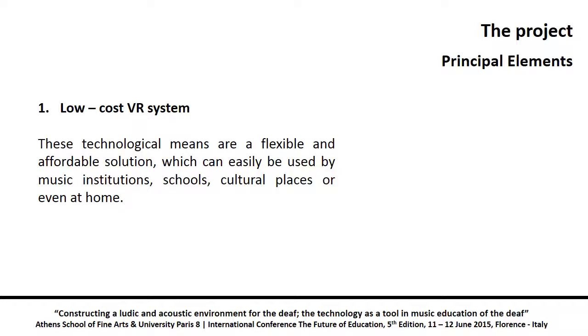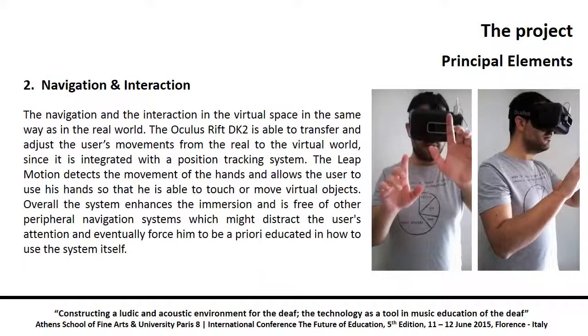These technology systems were chosen because of their accuracy and low cost. It is an affordable solution which can easily be used by music institutions, schools, cultural places, or even at home. Also, these virtual reality systems enable the user to navigate and interact in the virtual space in the same way as in the real world. The Oculus Rift DK2 is able to transfer and adjust the user's movements from the real to the virtual world, since it is integrated with a position tracking system.